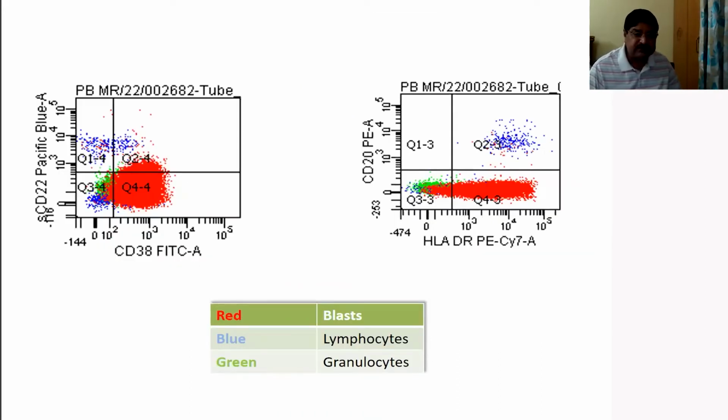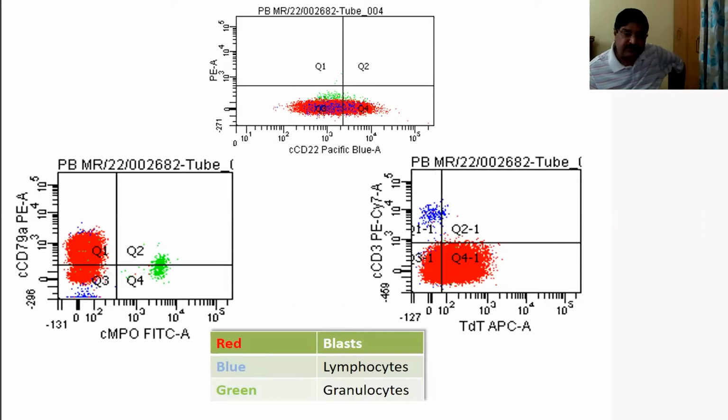And here you see that the cells are CD38 positive, the Q4 quadrant. Then the cells are HLA-DR positive. They are negative for CD20 and negative for CD22, or maybe dim for surface CD22. CD22 is a B cell marker. And here you see that the cells are cytoplasmic CD79A positive and positive for TdT, which is again a cytoplasmic marker. So with this, you can make a diagnosis. This is a B-ALL, which is CD10 negative.